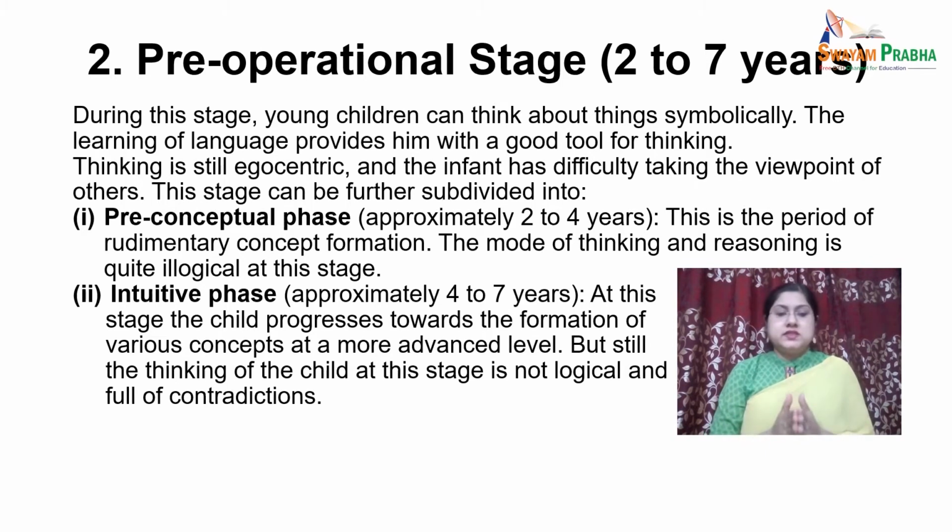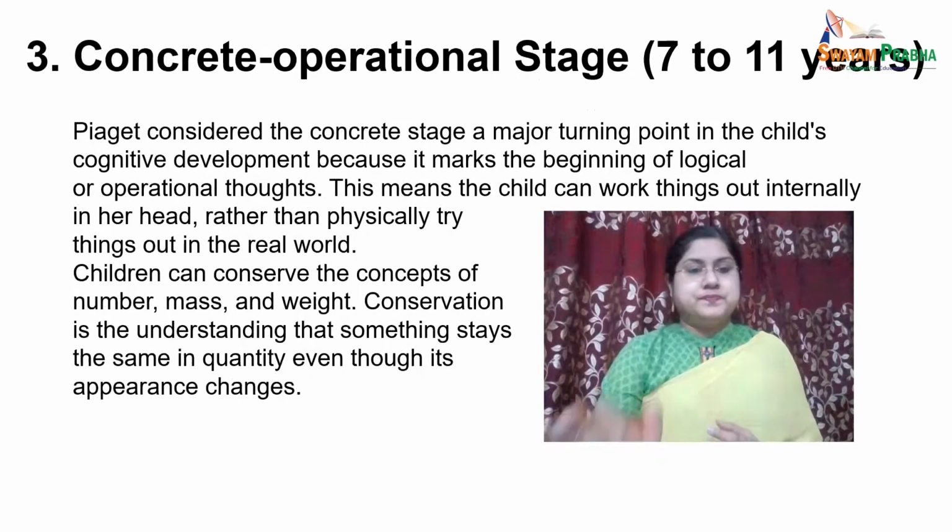At this stage, the child progresses towards the formation of various concepts at a more advanced level. But still, the thinking of the child at this stage is full of contradictions and confusions. The development of logical thinking has not happened yet, and egocentricity, the feeling that everything is mine only, is there in this child.